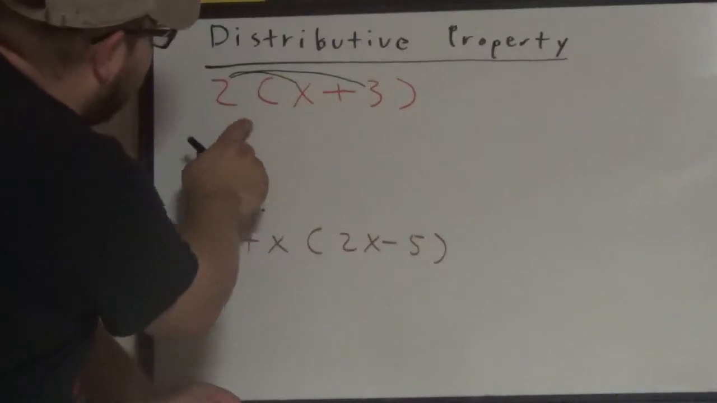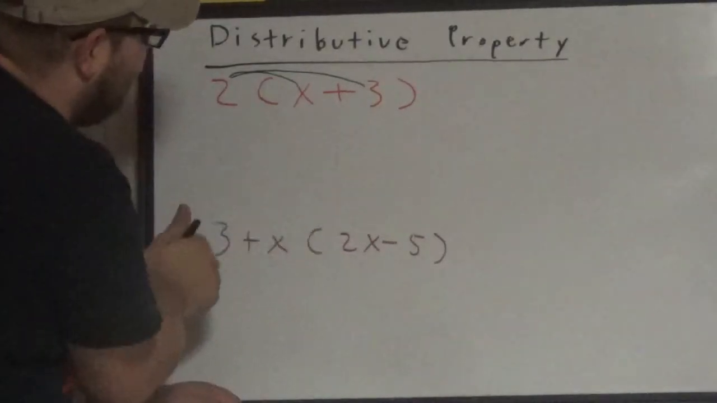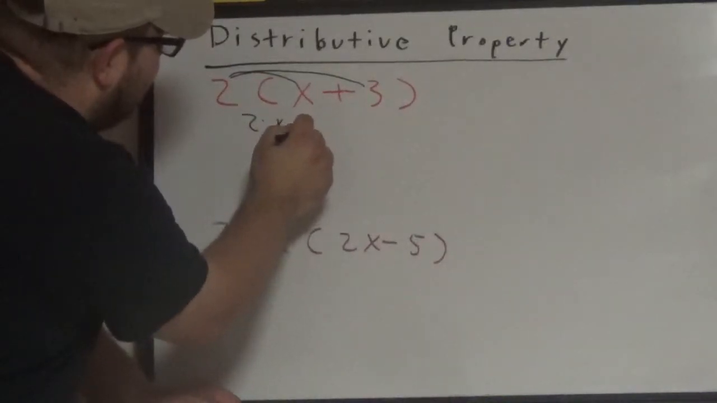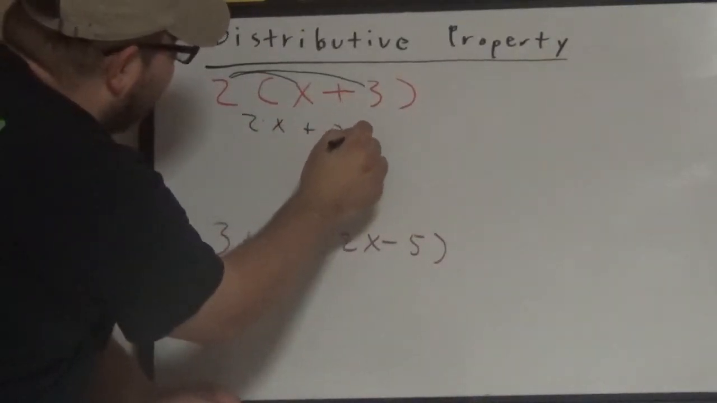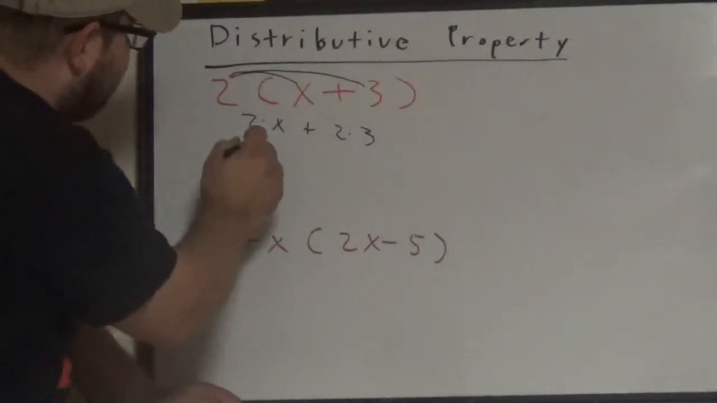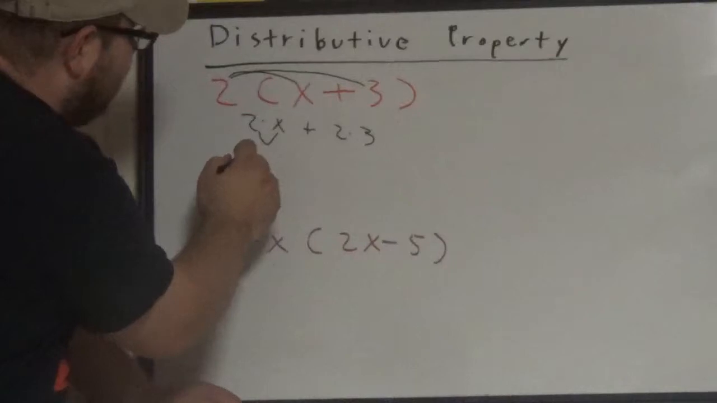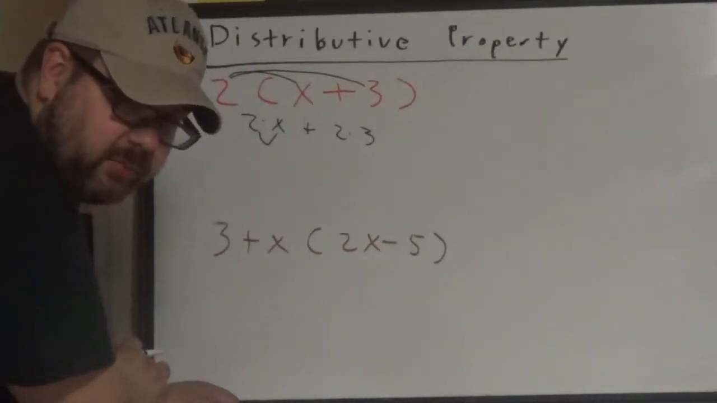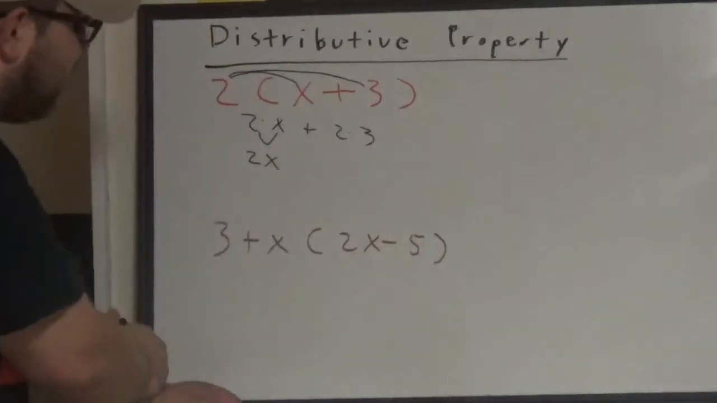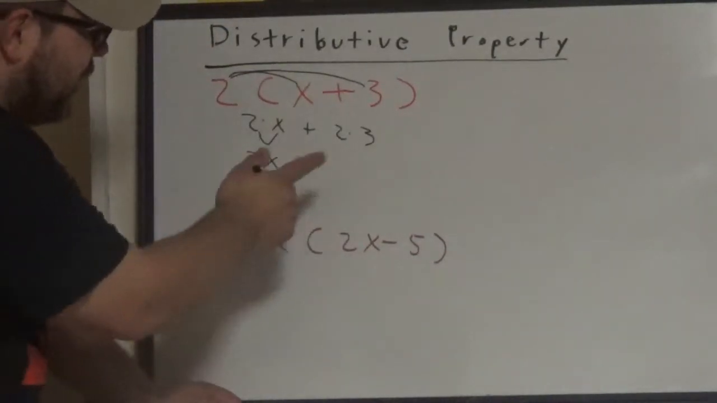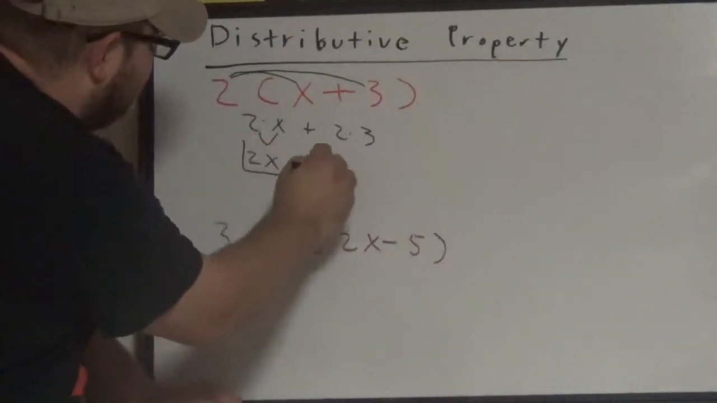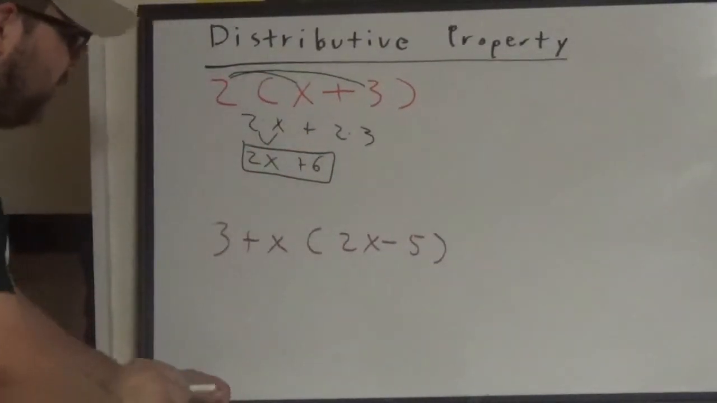So we have 2 times the quantity of x plus 3, so we're going to do 2 times x plus 2 times 3. Well, this is a very simple one. 2 times x. Well, if we have 2 x's, we can just call that 2x. 2 times x is 2x. And then 2 times 3, of course, is 6. And then we're done.